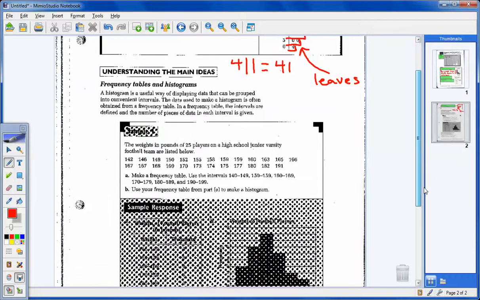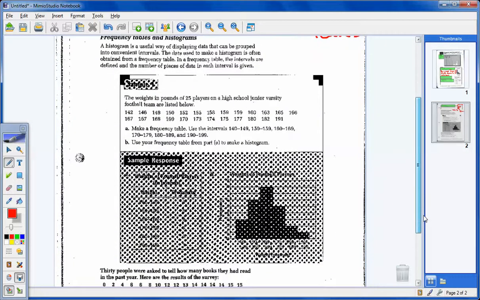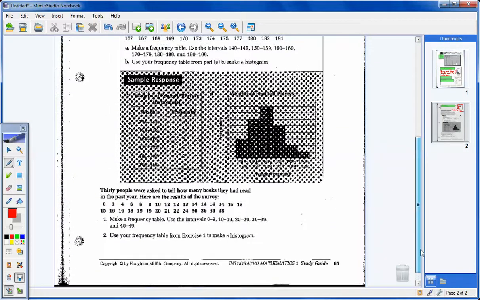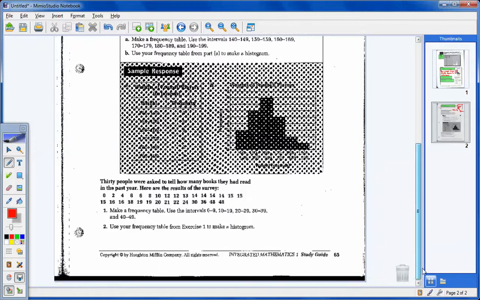Questions to this point? I think if we get through sample 1, we'll be good to go. Sample 1 I'm not too worried about. They give you all the answers right in here, but I'm just going to put some stuff over here. It says 30 people were asked to tell how many books they had read in the past year. Here are the results of the survey.